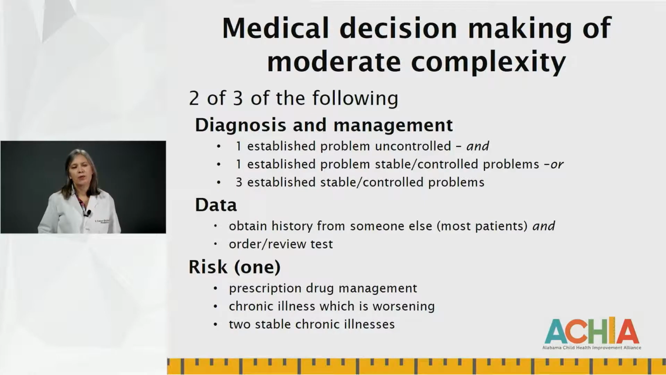Data, you need to be obtaining the history from someone else, and that's pretty common in pediatrics. We're often talking to another family member, as well as ordering or reviewing a test. And in asthma, that's not common unless we have spirometry in our office. So usually for our second item, we're looking at risk, and we only need 1 of these. And that would be prescription drug management, a chronic illness which is worsening, or talking about 2 stable chronic illnesses.